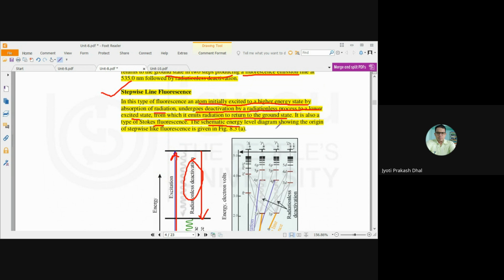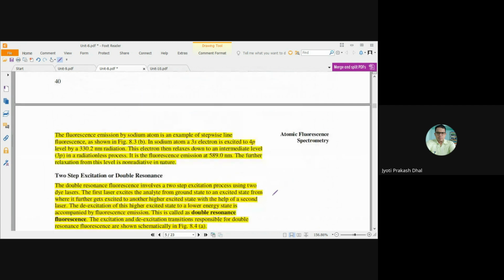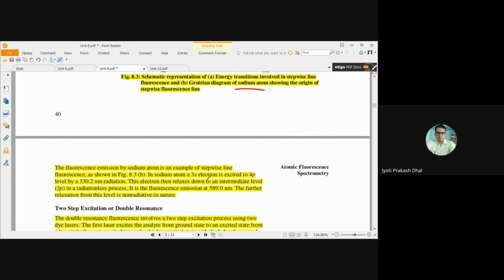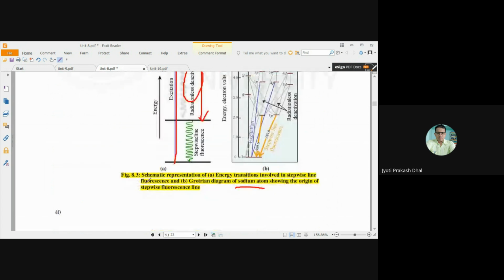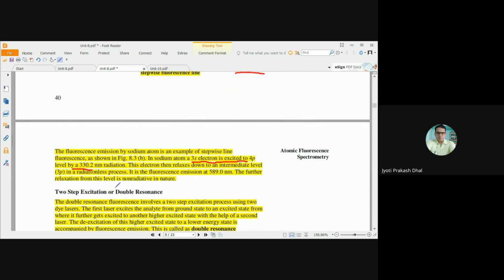The schematic energy level diagram showing the origin of stepwise line fluorescence is given in the figure. This is the figure of a sodium atom, which is an example of stepwise line fluorescence. Initially, the electrons are in the ground state, with the electron present in the 3s energy level. The 3s electron is excited to the 4p energy level by absorbing electromagnetic radiation with wavelength 330.2 nanometer.